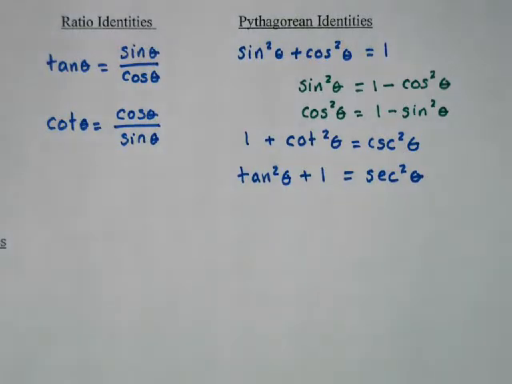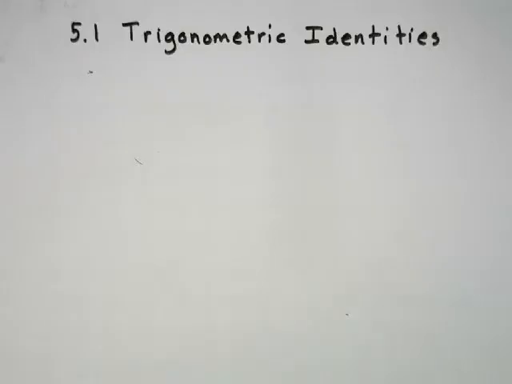So now we're going to use these different identities in different situations. So this is the first section in chapter 5. So 5.1, trigonometric identities.